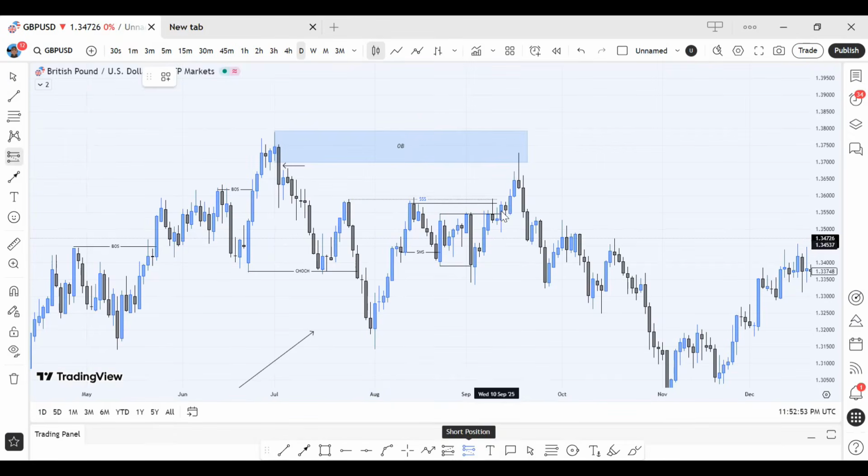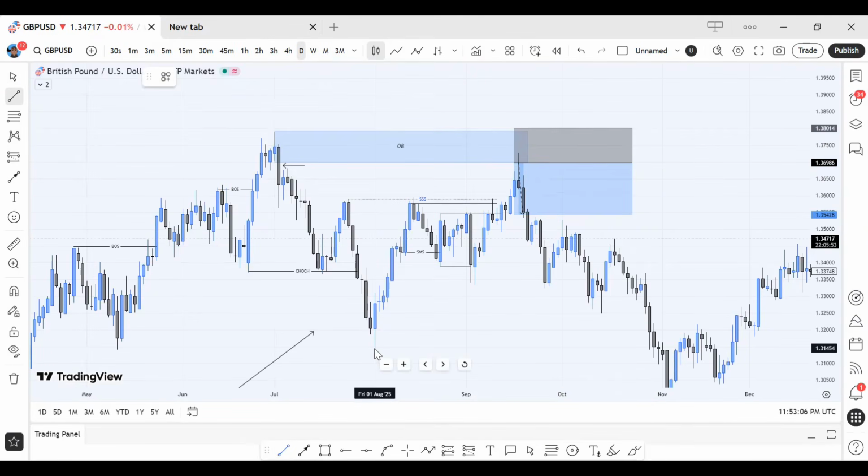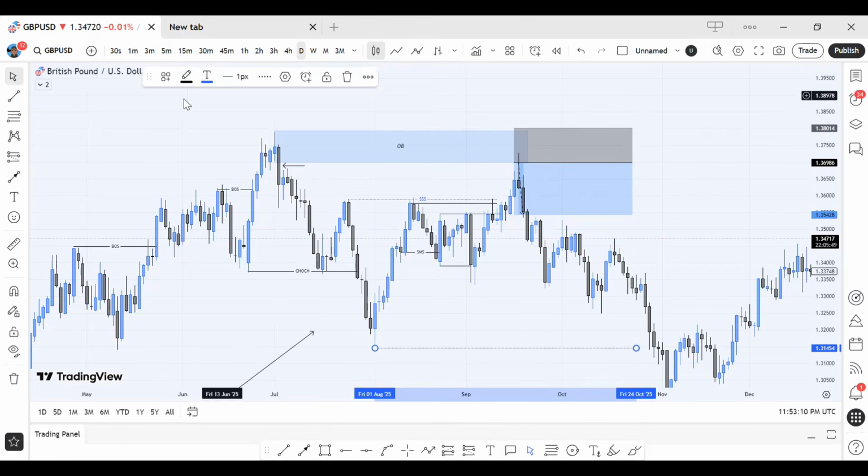Let's see how many R that trade gave us. We're going to be placing our entry right here. Our stop loss is just going to be a few pips above the order block. Right, I think this is okay. Then our take profit is going to be the external low. So this is where our take profit is going to be as our low target.